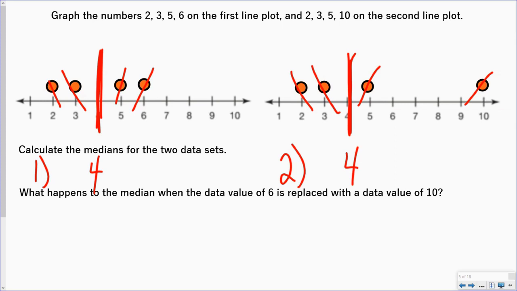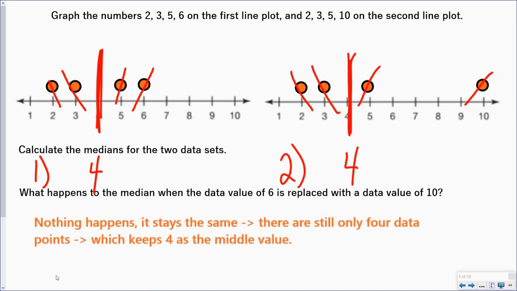So what happens to the medians when the data value of 6 is replaced with 10? Well, nothing happens. There are still only 4 data points, which keeps 4 as the middle value.